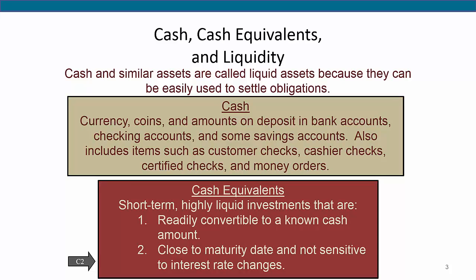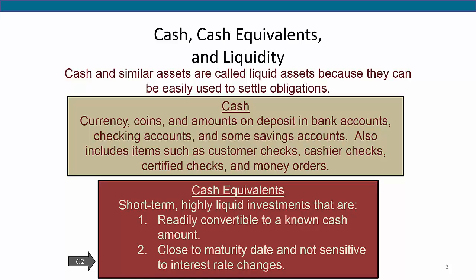Liquidity refers to how easily an asset can be converted into cash to be used to pay for services and obligations. Liquidity also refers to a company's ability to pay for its near-term obligations. Cash and similar assets are called liquid assets because they can be readily used to settle such obligations, and a company needs liquid assets to effectively operate.